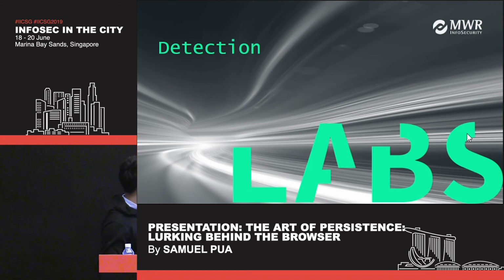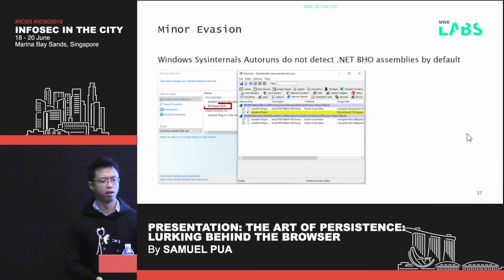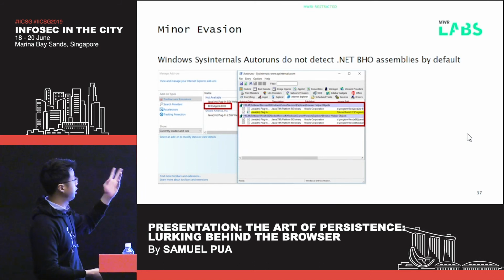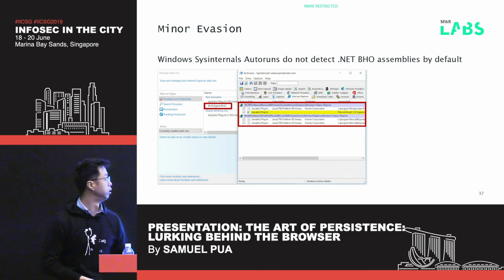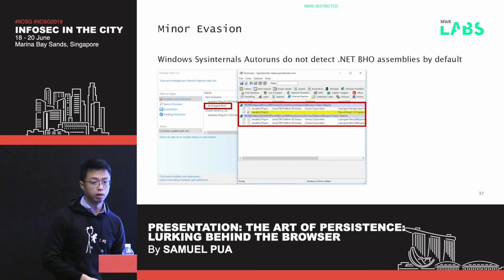we have a detection component as well to go through how we may detect a potential malicious BHO. All right, just a small evasion that we found as we played around is that Windows Sysinternals Autoruns, which is something that a lot of IR people would use as a first tool to identify persistence mechanisms, actually does not detect .NET BHO assemblies by default.